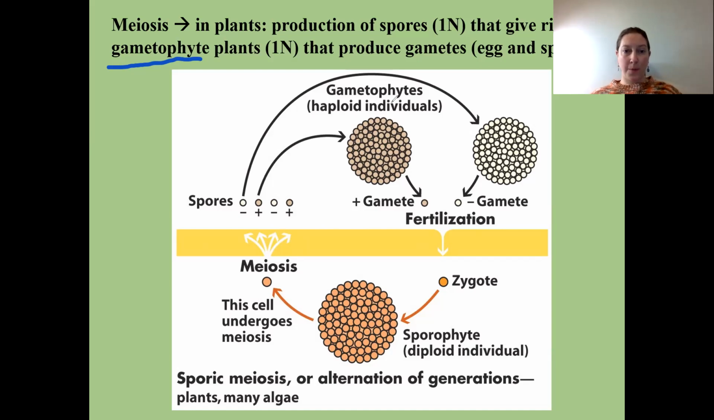So, just so we see here, on this slide, compare it to the last slide we saw. Here's a diploid individual, right? Don't worry about the words right now. Just worry about this being a diploid individual. The diploid individual is going to undergo meiosis. Because we're in plants, this is not going to lead directly to gametes. This is going to lead instead to the production of spores that are haploid.